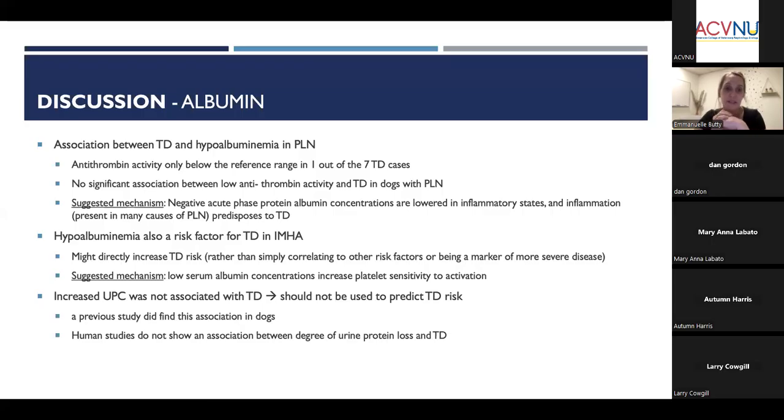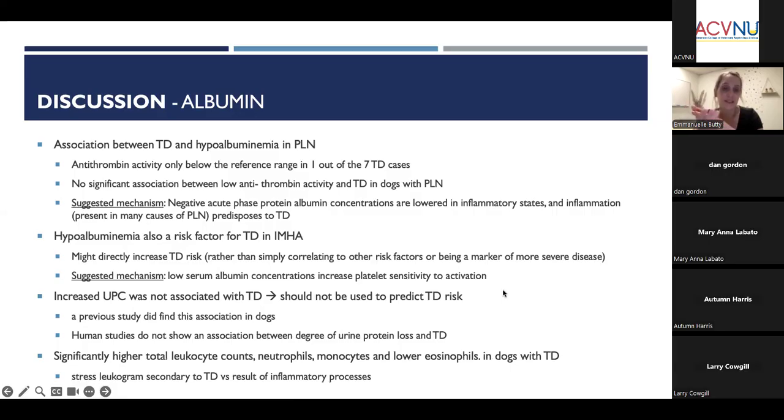And the other interesting point was that an increased UPC was not associated with thromboembolic disease. So again, like the antithrombin activity, that should not necessarily be used to predict which one is going to develop this complication. And a previous study also did find this in dogs, and in humans, we also know that thromboembolic disease is not associated with the degree of proteinuria.